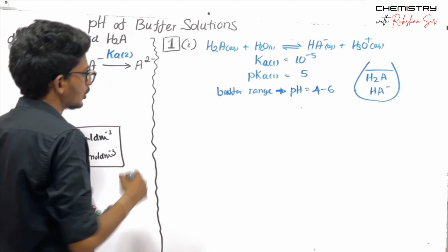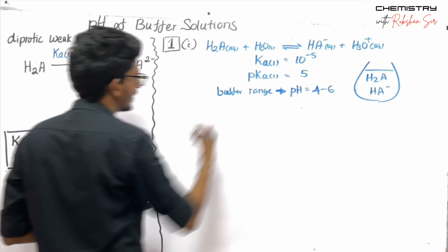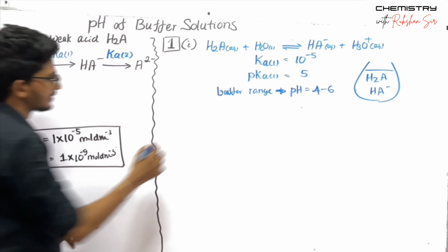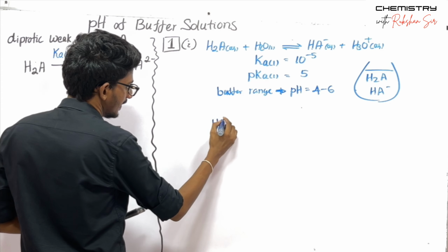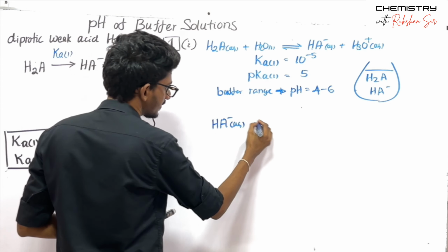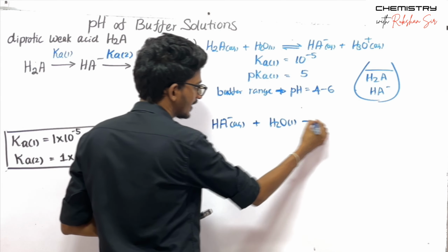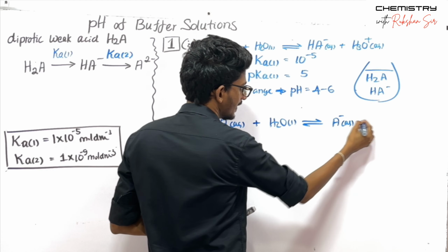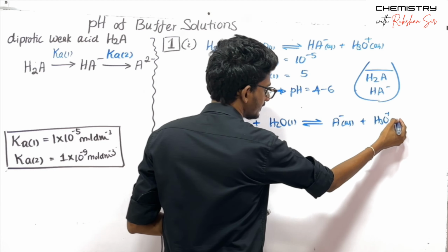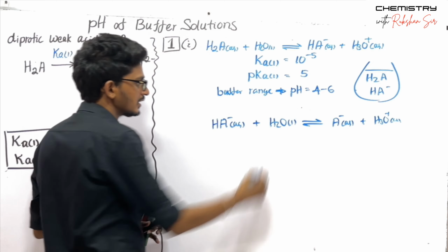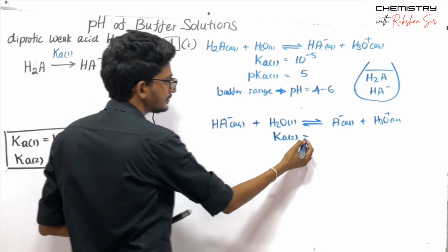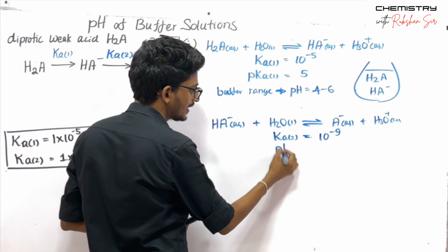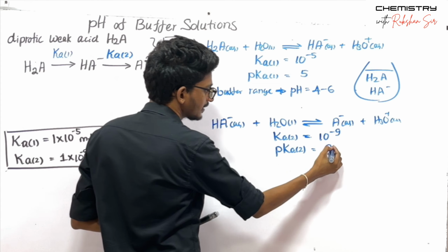Right? So if you are thinking of the other situation, the Ka2 situation, Ka2 means HA minus goes to A2 minus. HA minus releases the second H plus, acting as an acid for the second time, which is the Ka2. So it will produce A2 minus and H plus by releasing the second H plus. This is the Ka2. That is 10 to the power minus 9. So pKa2 is just 9.